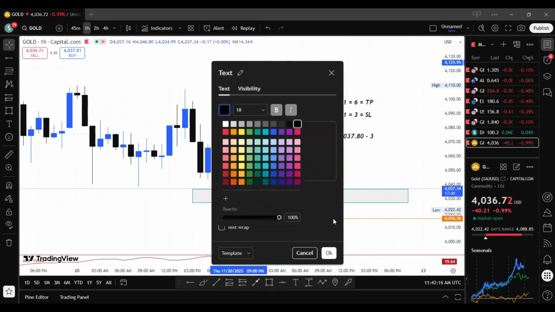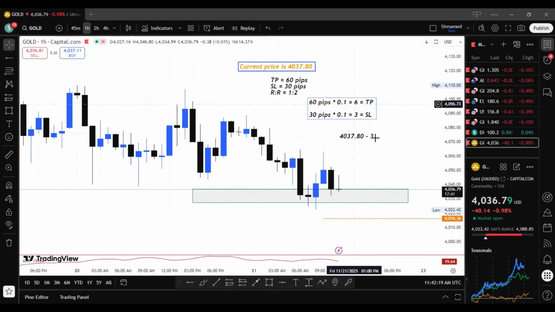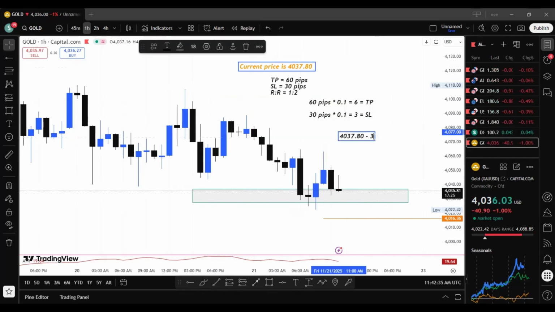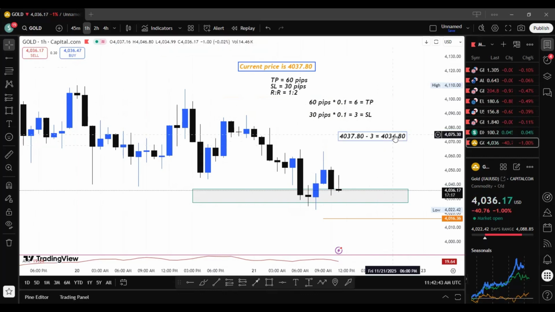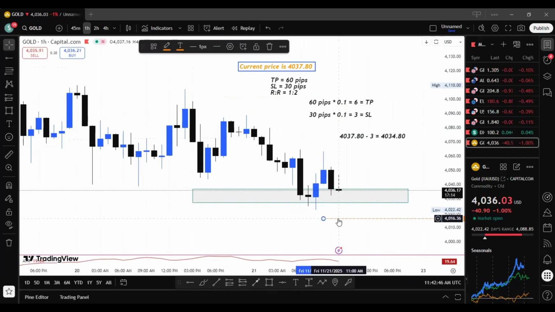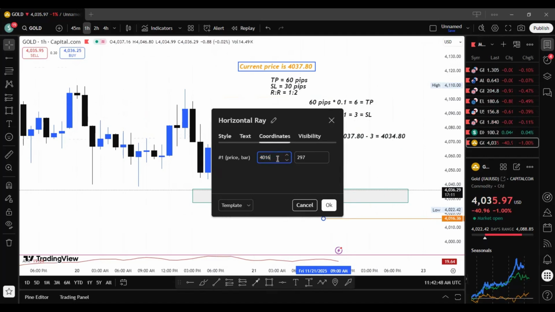Let me change the color to something like this. All right, so we are going to subtract this from this. If you have your trusty calculator, let's just subtract from that. Very simple. So 4037.80 minus 3 gives us 4034.80, which will be the stop loss. So our stop loss is going to be 4034.80.